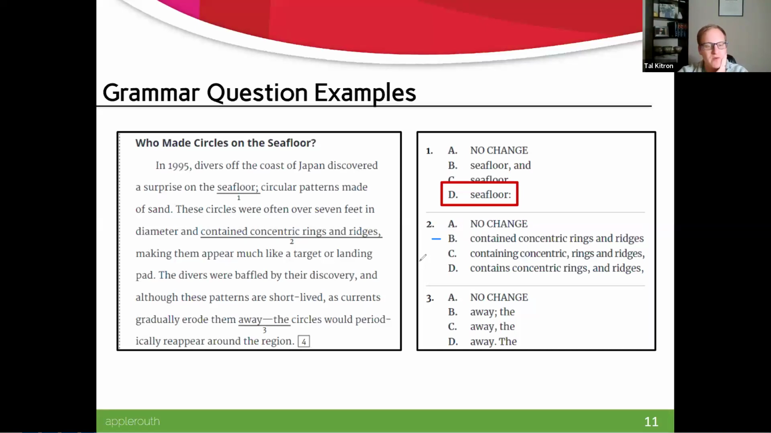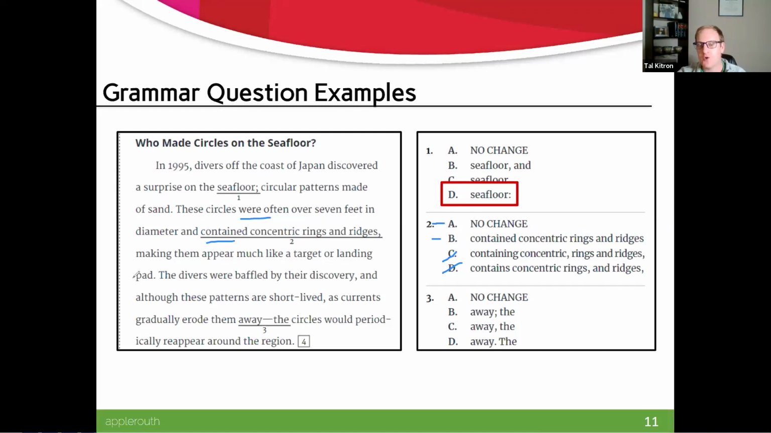These circles were often over 7 feet in diameter and contain concentric rings and ridges, making them appear much like a target or landing pad. Not terrible, but kind of a lot. So let's keep it for now. Look at C and D, which get the verb wrong. They were is past tense, so we need contained, not and containing, and not and contains. So no for C, no for D. And then we can just hone in on what's the difference between A and B, which is this comma.